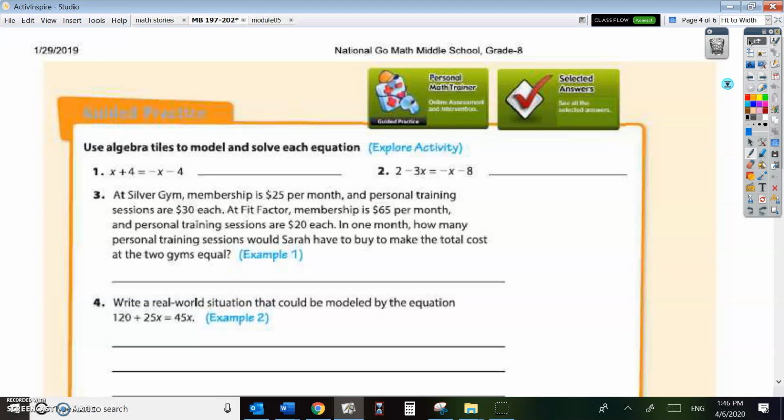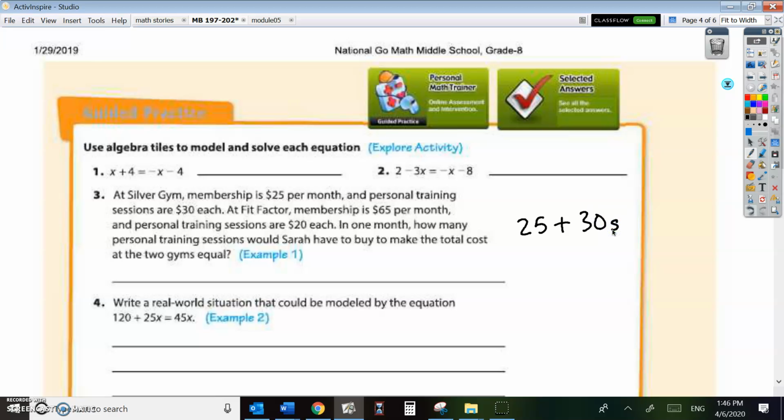At Silver Gym, membership is $25 per month, and personal training sessions are $30 each. So $25 a month plus $30 per training session. We'll put an S there.